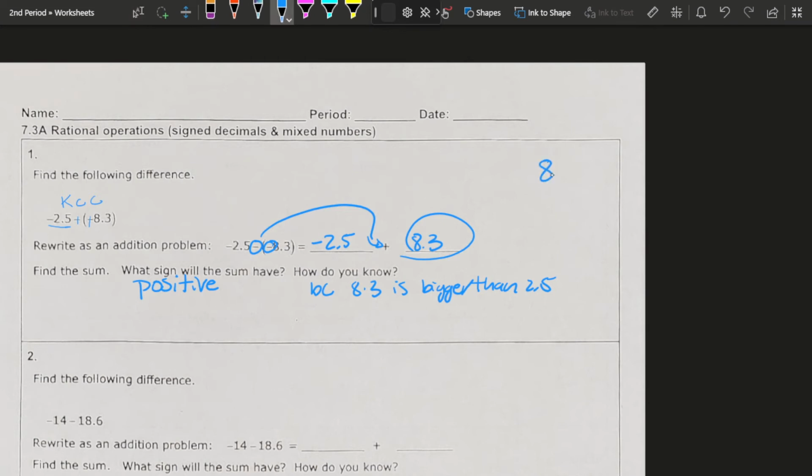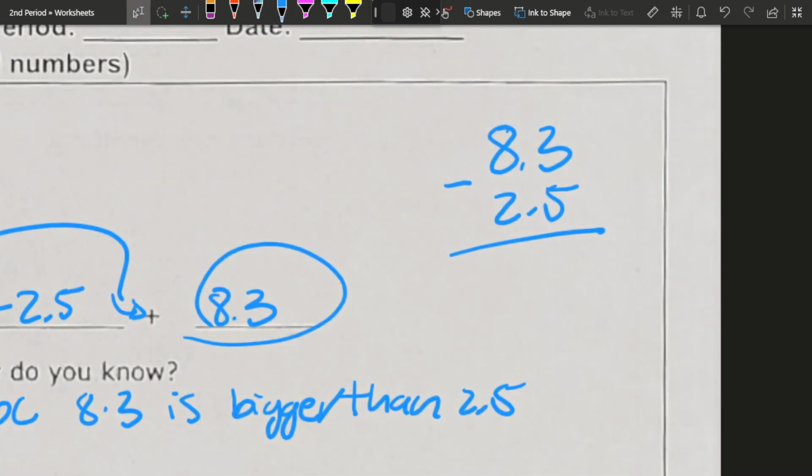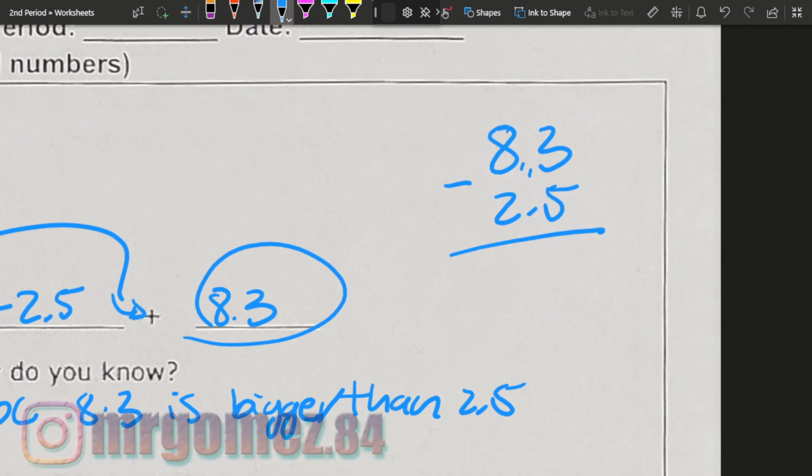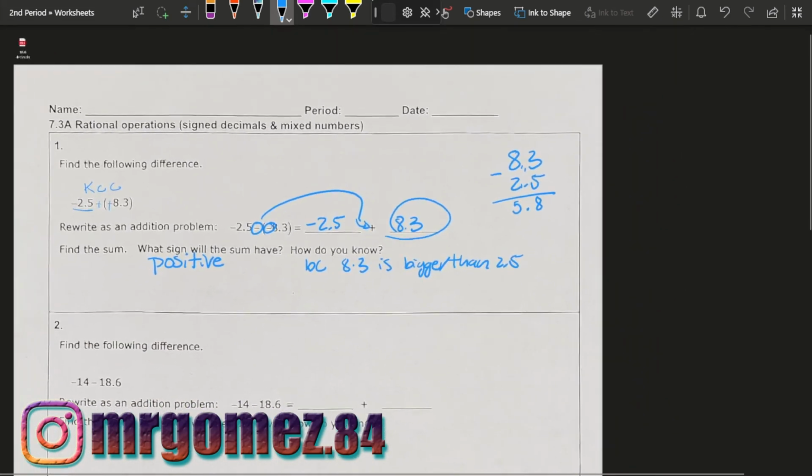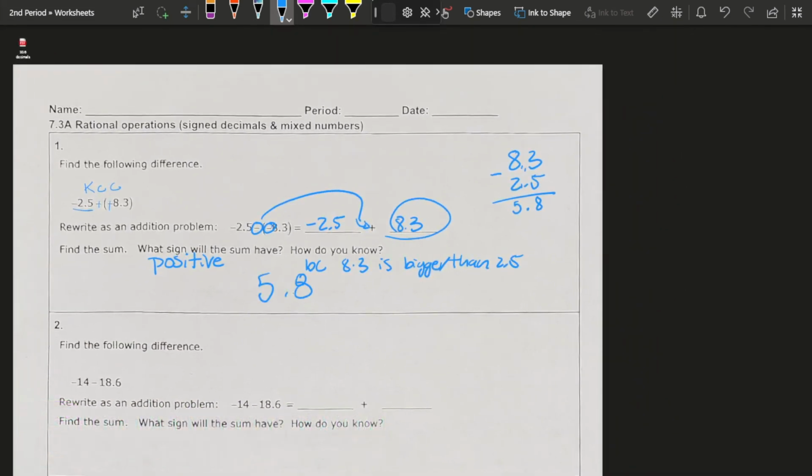So if I want to find the solution, all I have to do is subtract. I put the bigger number on top, the small number on the bottom, and do a regular subtraction, lining up my decimals. You borrow whatever you need to. So 13 minus 5 is? 8. So 8 minus 3 is? 5. So my answer is going to be 5.8, positive.